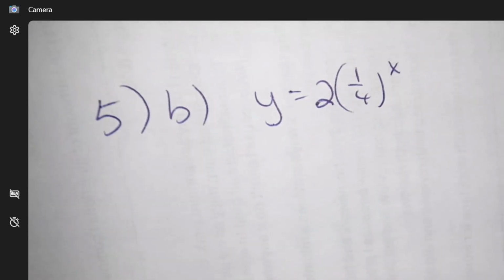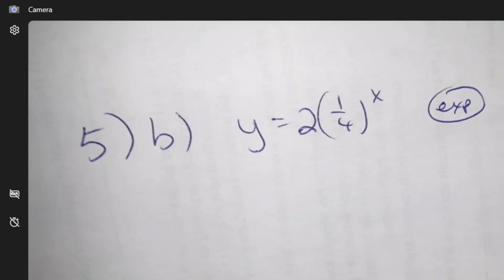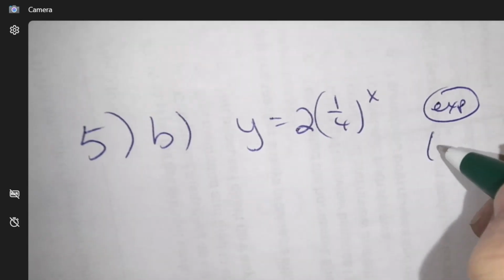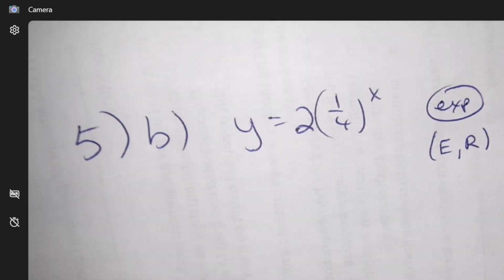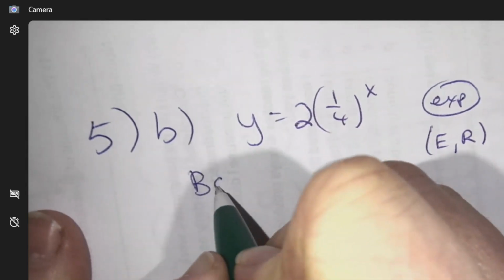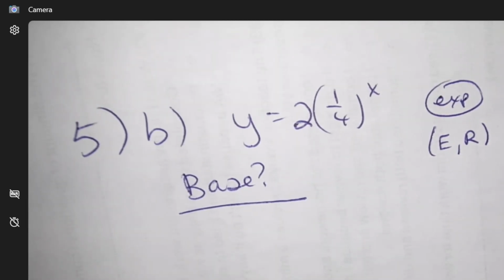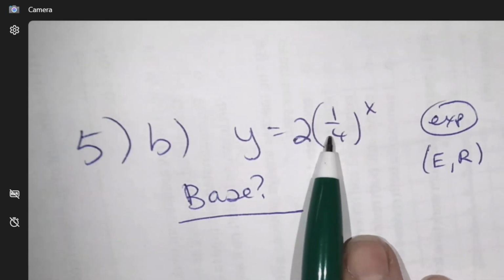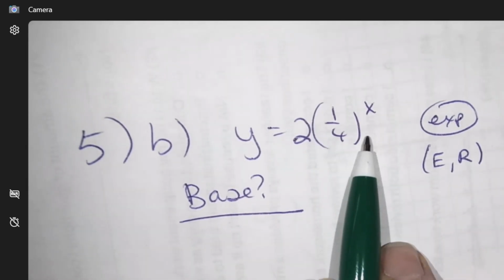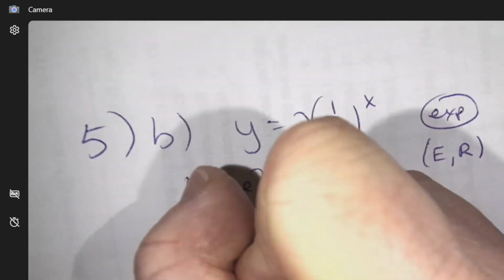Okay, so first things first, I should recognize that this is an exponential form. So I'm going to be doing exponent, comma, result on my coordinates. Okay, the next thing I do is identify what the base of this thing is. What is the base that you're working with? Is the 2 the base or the quarter the base? The quarter is the base because it has the exponent on it. So the quarter is the base.